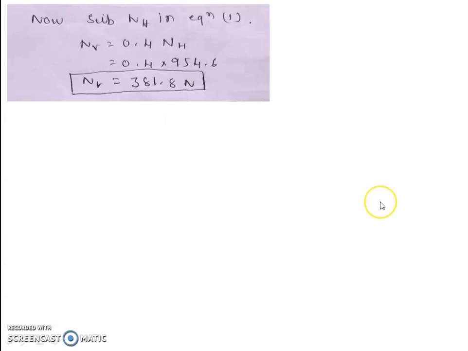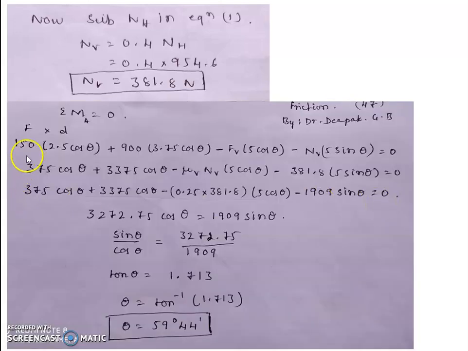Okay, here you can see 150 multiplied by, this is positive, this is clockwise, 900 multiplied by perpendicular distance, that is 3.75 cos theta, it is also positive. FV is negative, that is friction, anti-clockwise. NV is also an anti-clockwise moment, hence it is negative: NV multiplied by 5 sin theta.